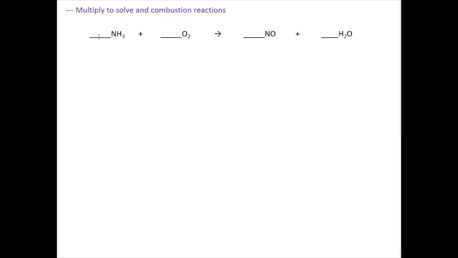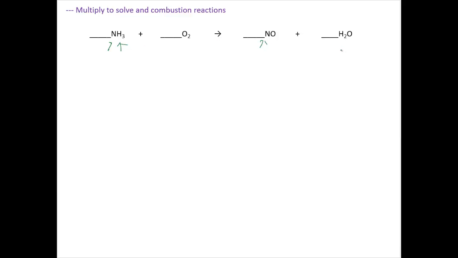Okay, multiplying to solve. This is a technique that is a must for some reaction types and is convenient for other types of reactions. So in this case, I'm going to start with things that aren't hydrogen or oxygen. And I notice I've got 1 nitrogen and 1 nitrogen. Well, now I'm just down to hydrogen and oxygen. So in this case, I'm just going to start with hydrogen. It doesn't matter what you start with. I'm going to start with hydrogen.